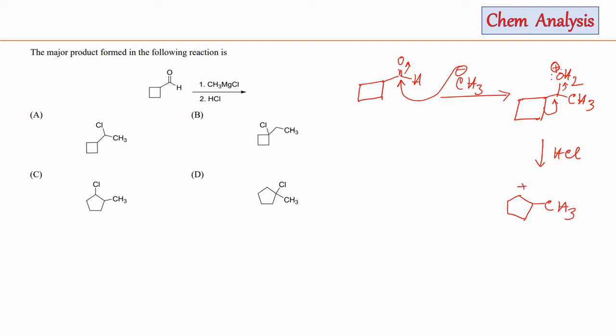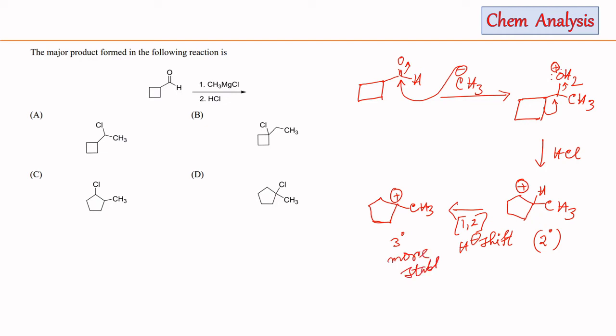Here is methyl, and here there will be generation of a carbocation, and it is a 2-degree carbocation. Since there is a possibility of rearrangement, in the next step there will be a 1,2 hydride shift and formation of a more stable 3-degree carbocation. So this will be 3-degree and more stable. And in the next step, the anion counterpart of HCl will attack at this carbocationic center to form this chloroalkane. So option number D is the correct answer, not the C.